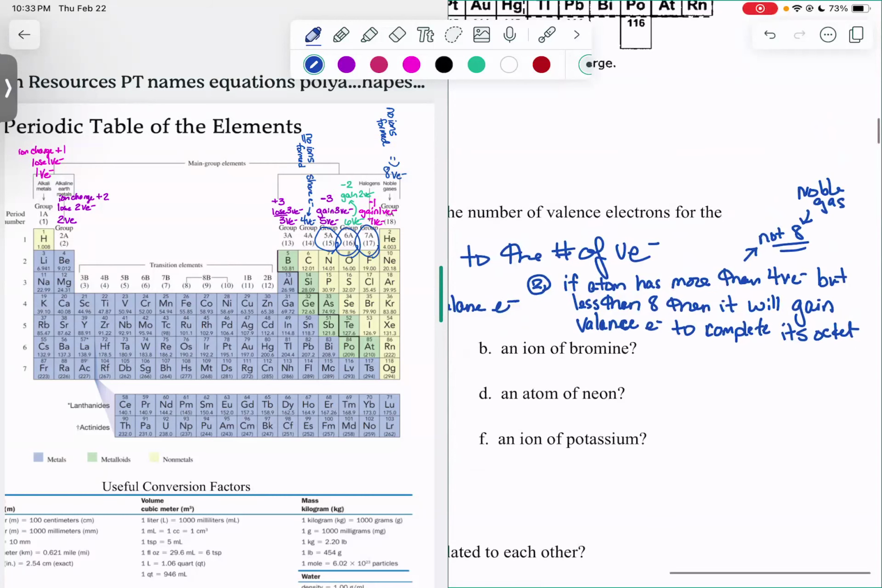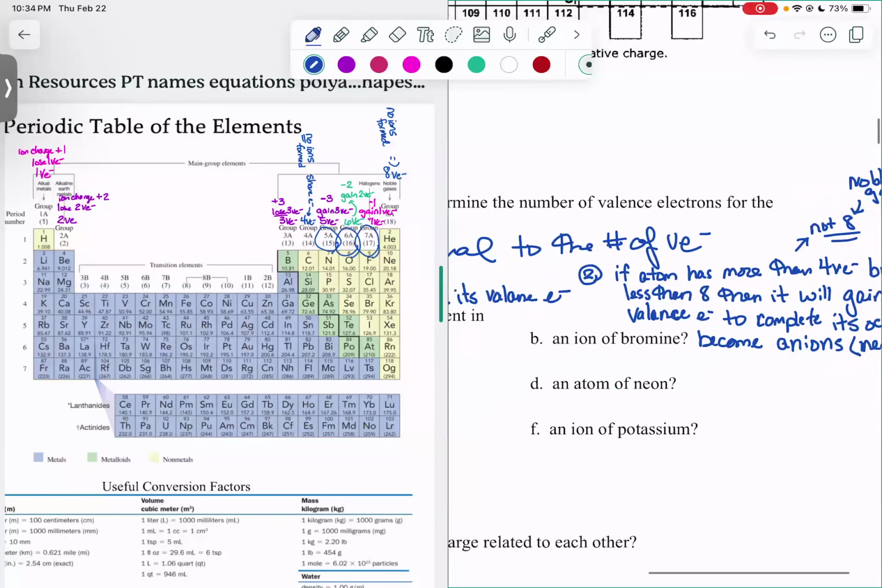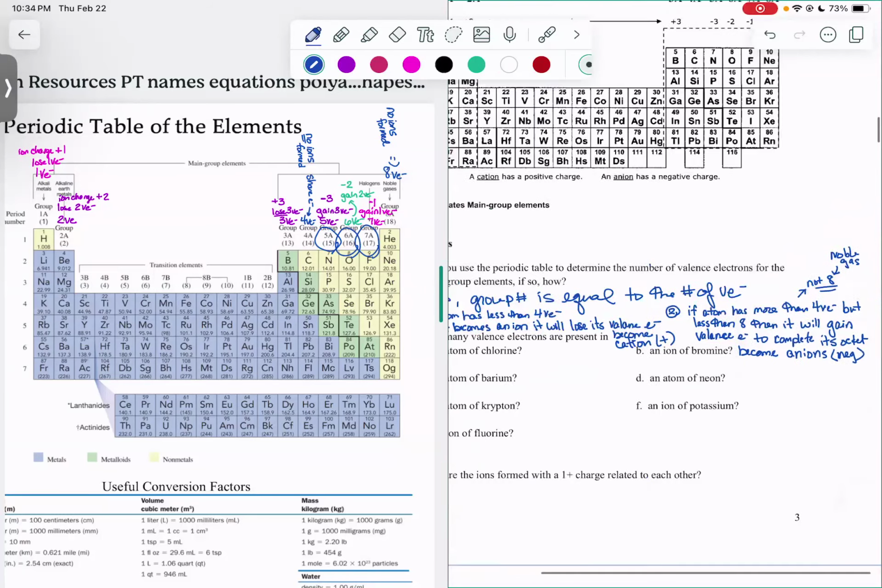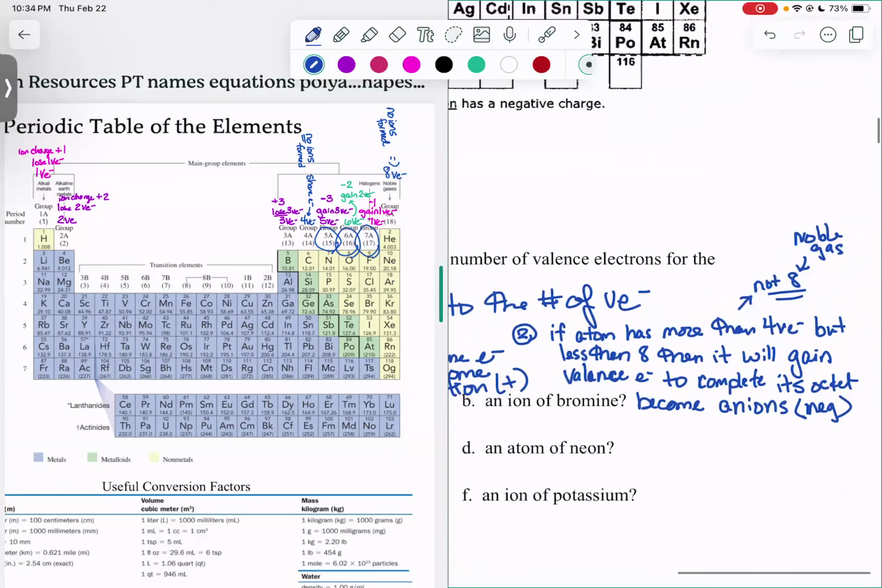Okay, so let's think about this. If our atom is gaining valence electrons, these are going to become negatively charged. If they're going to become negatively charged, they're going to become what's called anions. So we'll put it in behind negative. So our first scenario, if it's going to lose its valence electrons, it's going to become positive, which is a cation, because cations are positive, like a cat. Positive.